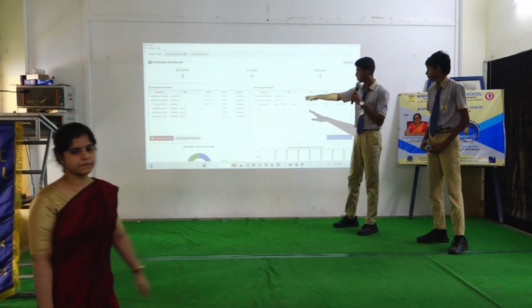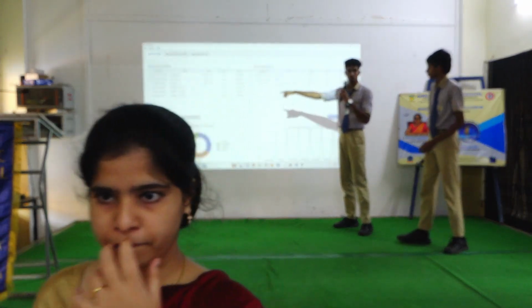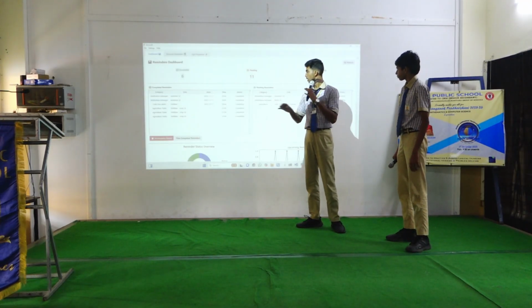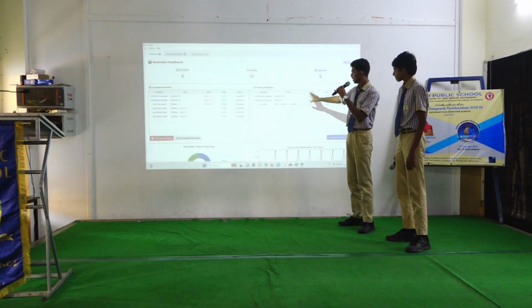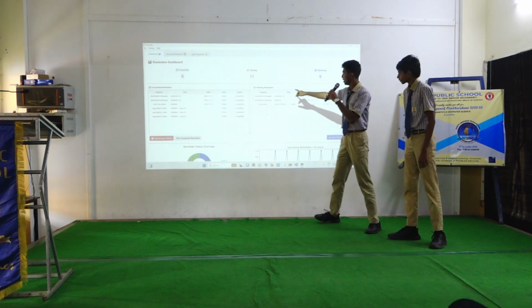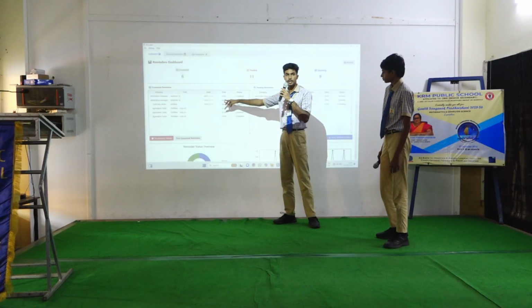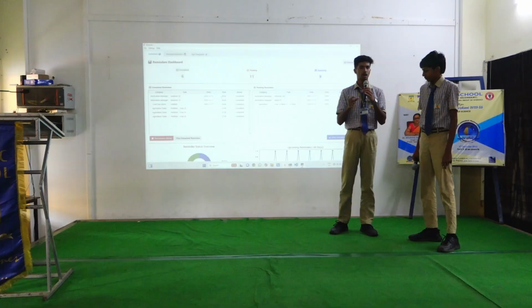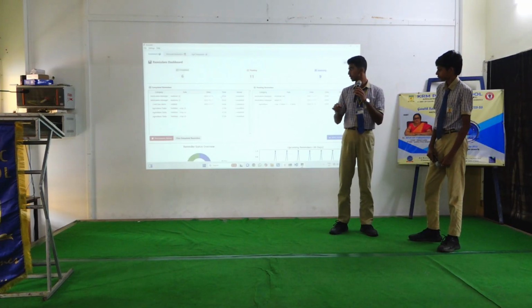This is the main interface of the app. This is the dashboard, the first page of the app. It is divided into 3 equal parts. First is the pending reminders, which shows all the pending tasks that are yet to be completed, and this is the second part, the completed reminders. This displays all the reminders which are completed from your task list.